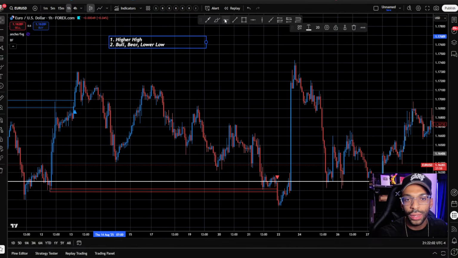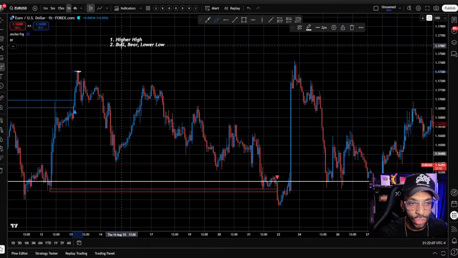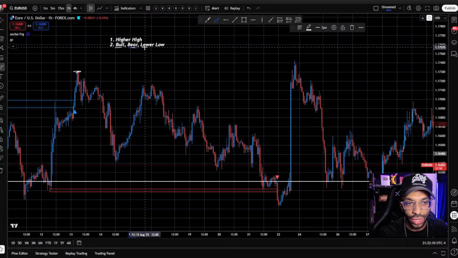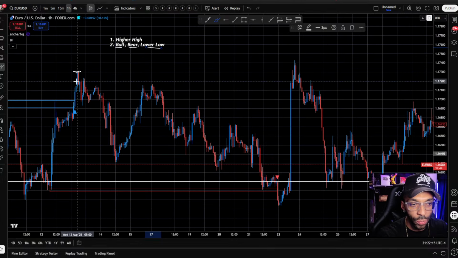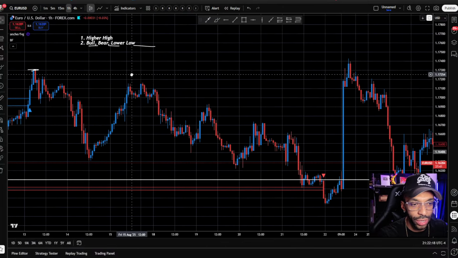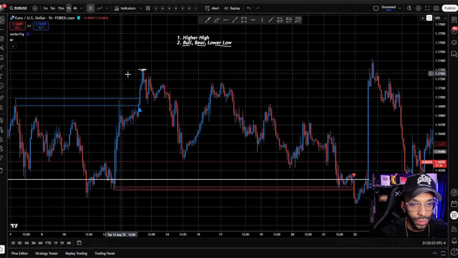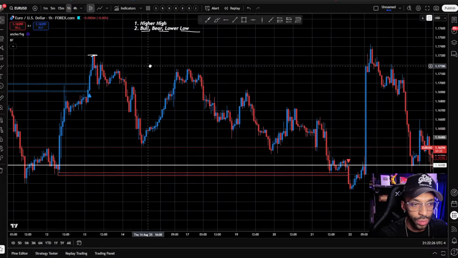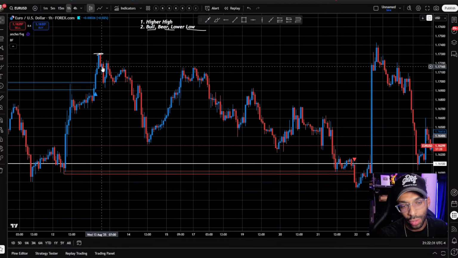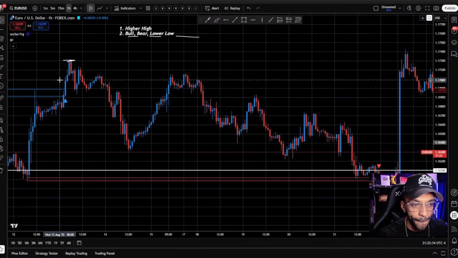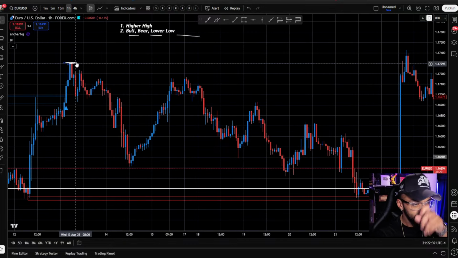So step number 1 is we want to see a higher high. So we got that right here. Step number 2 is we want to see these 3 candles following each other. Super simple strategy I'm teaching you guys here. So if we're looking at this spot right here, did we get that here? Bull, yes. Bear, yes. But we didn't get the lower low. What did we get instead? We got obviously another bullish candle, so I wouldn't have entered here.